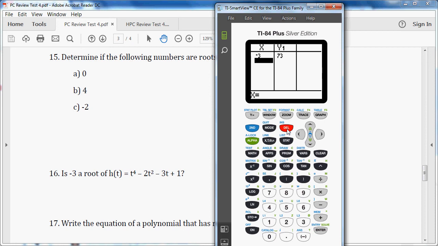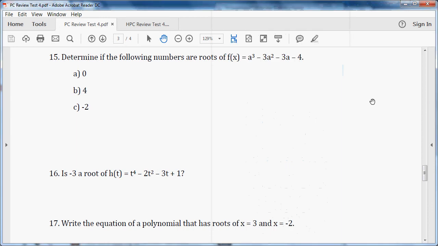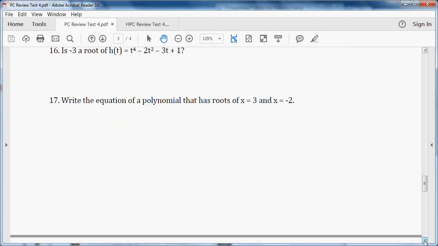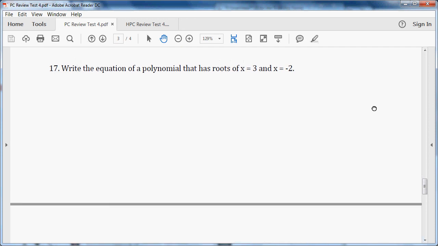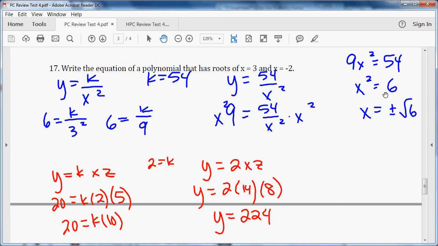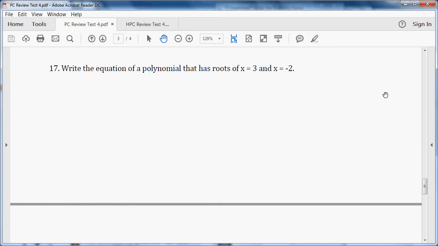Alright, number 17 on CP is number 19 on honors. It says write the equation of a polynomial that has the roots of 3 and -2. So remember, to do this, you just have to remember x minus the root. So I will do x minus 3. Just a second, I'll get that stuff cleared off first. Here we go. X minus 3 and x minus -2, which gives me x plus 2.